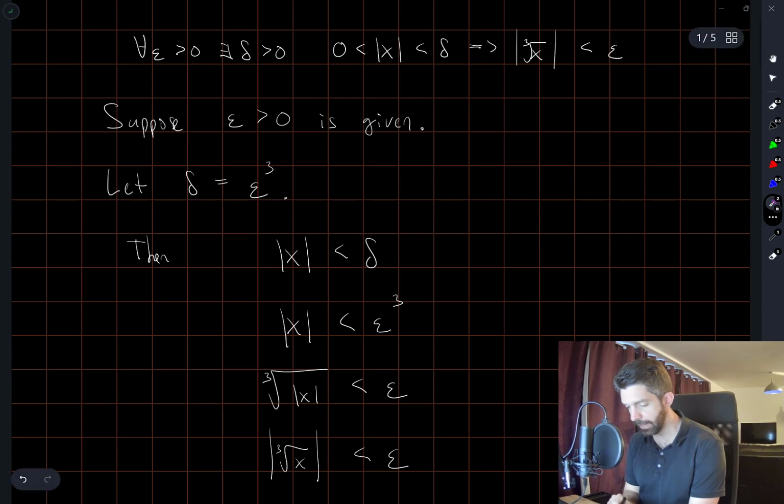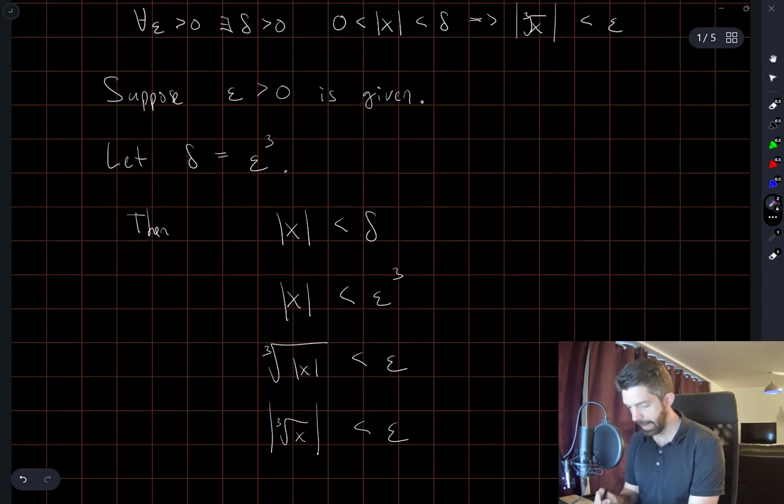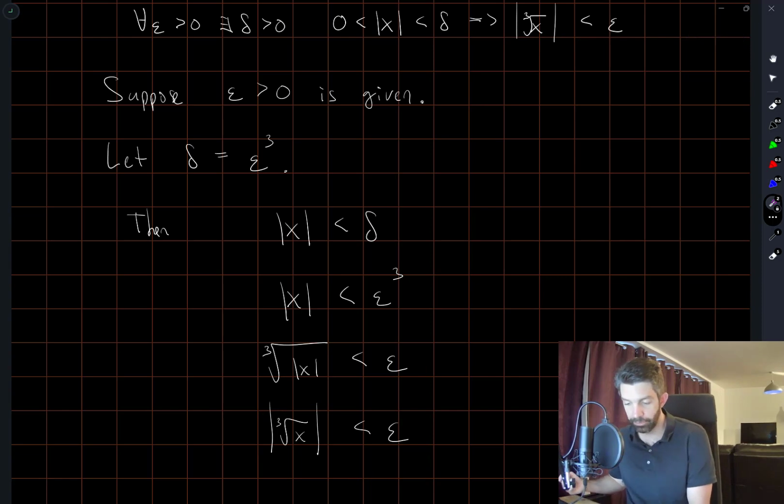So what we have here is if we're given any value of epsilon, I can choose my value of delta, and the way I'm going to choose it is by making it equal to epsilon cubed. So for any epsilon greater than 0, there exists a delta greater than 0. And if the absolute value of x is less than delta, going through this logic tells us that the absolute value of the cube root of x is less than epsilon, which is what we wanted to show here. And so we're done.